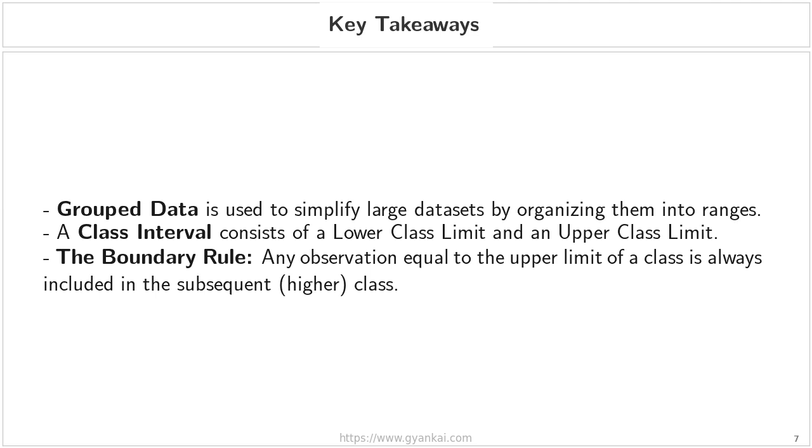Third, and perhaps most importantly, we covered the boundary rule. This is that crucial convention we discussed earlier. If you encounter a value that is exactly equal to the upper limit of a class, you must not include it in that current group. Instead, you always move it into the subsequent, or higher, class interval.